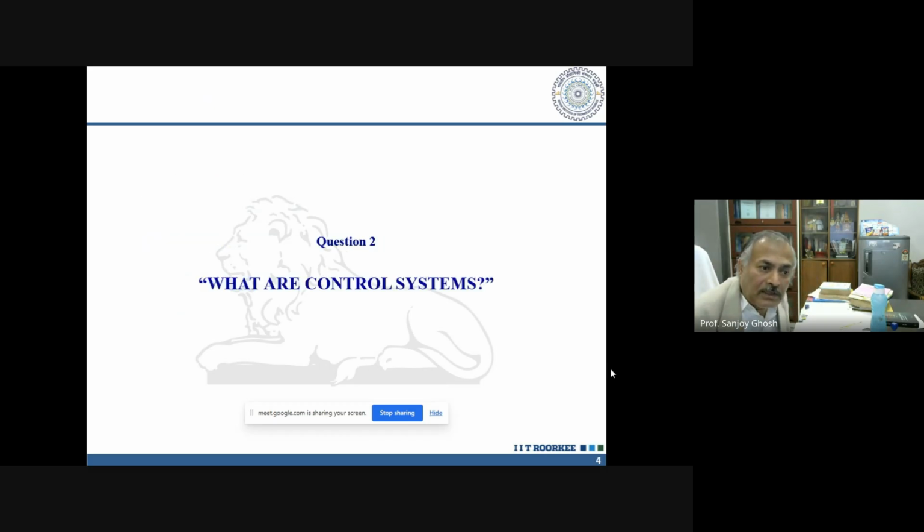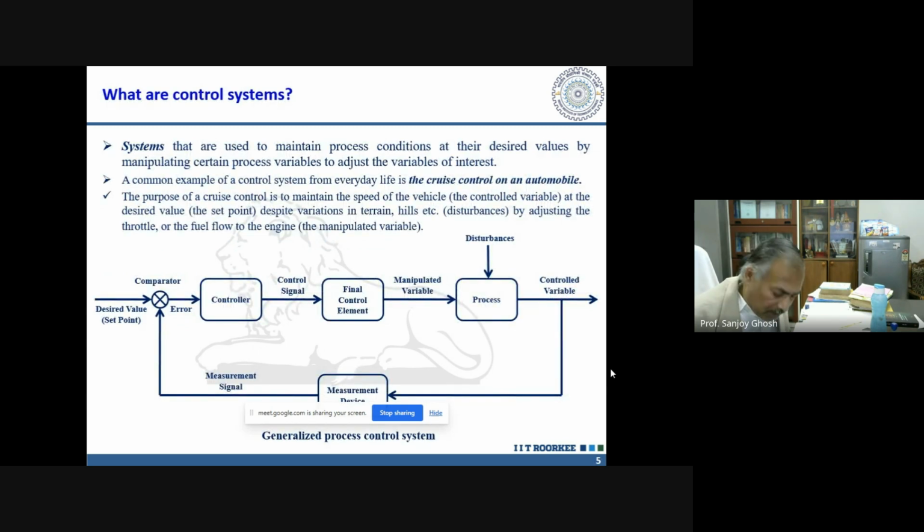Now, what are control systems? Now look at control system. Basically, in a nutshell, they have given you some examples, say cruise control for an automobile. These are very day-to-day examples that I have given.